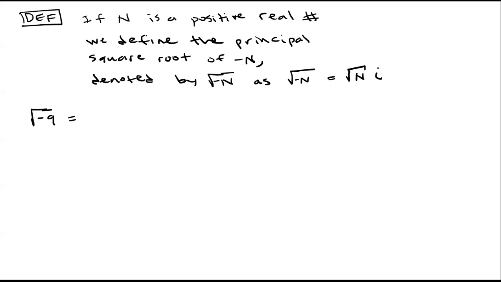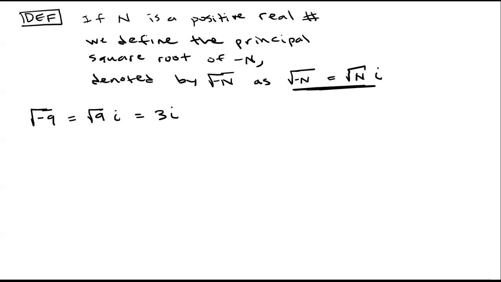If we follow this format, what is our n going to be? Our n is going to be 9. So this will be the square root of 9 times i, and the square root of 9 is just 3. So this will be 3i as our answer.